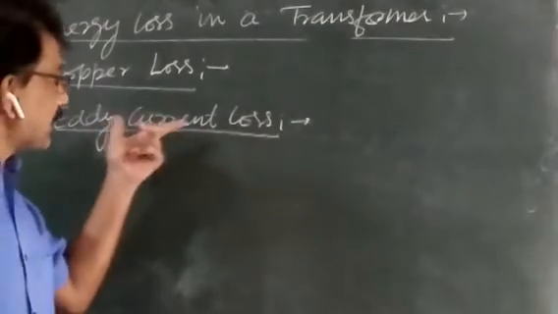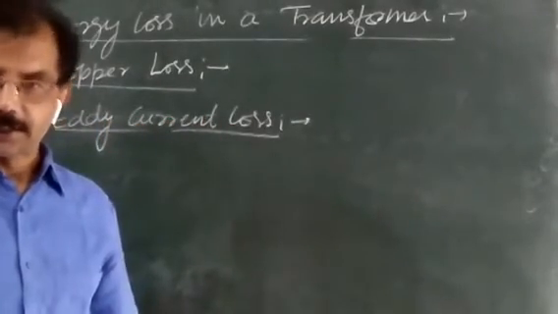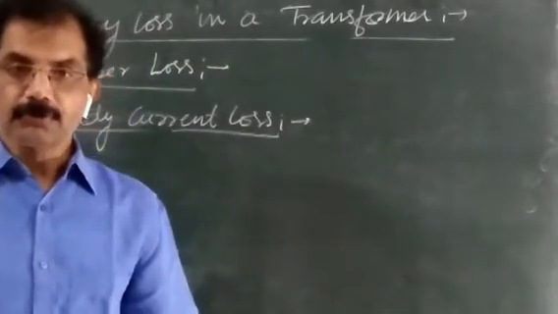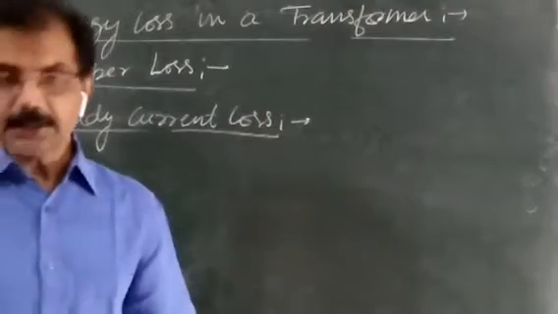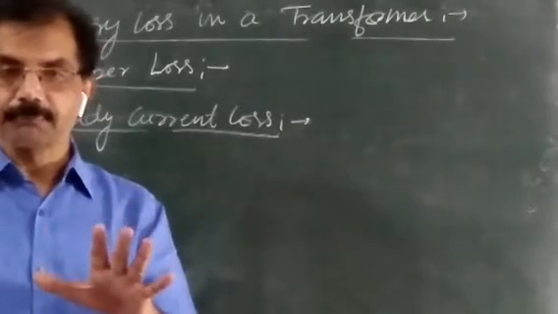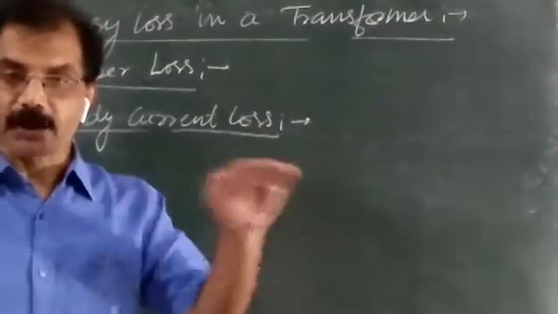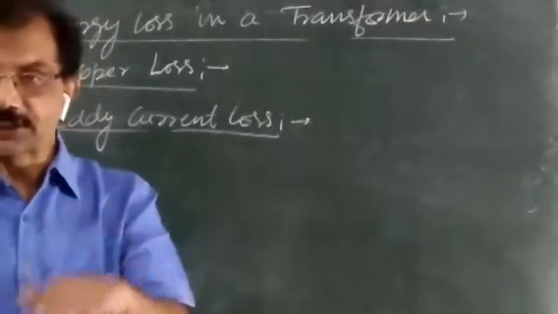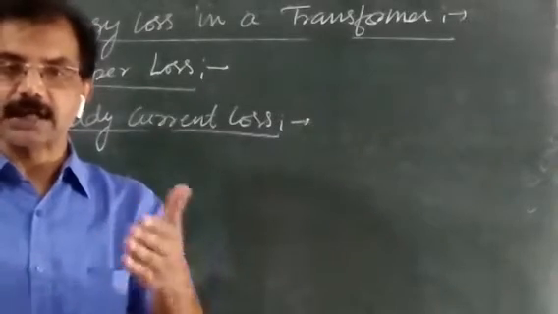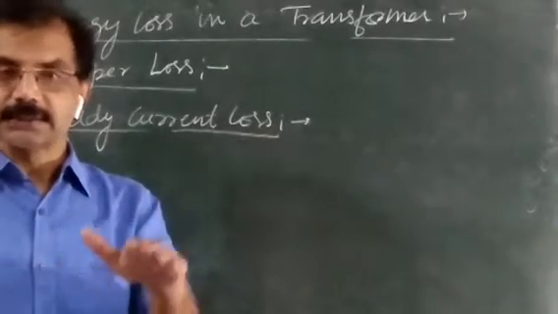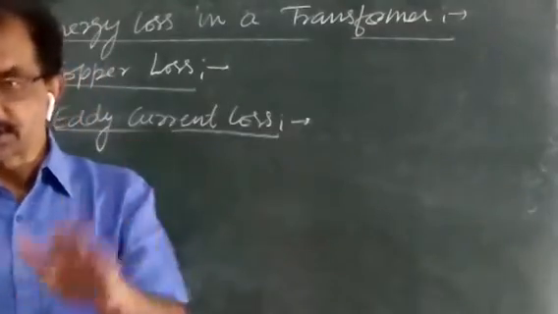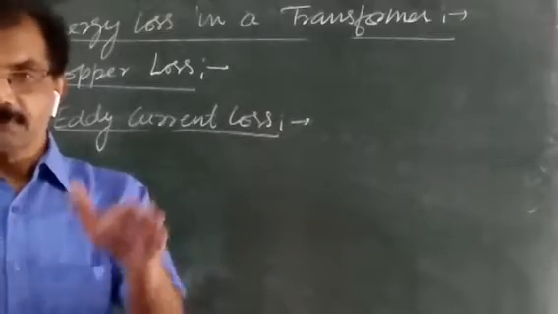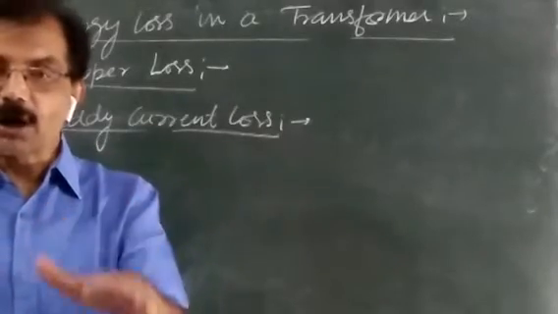The second one is called eddy current loss. Eddy current loss also takes place in a transformer. When alternating current is passed, eddy currents are set up in the core of the transformer, and that energy comes in the form of heat energy and will be wasted, that is, it is a loss of energy in the form of heat energy. And this eddy current loss will be minimized by laminating the core of the transformer.